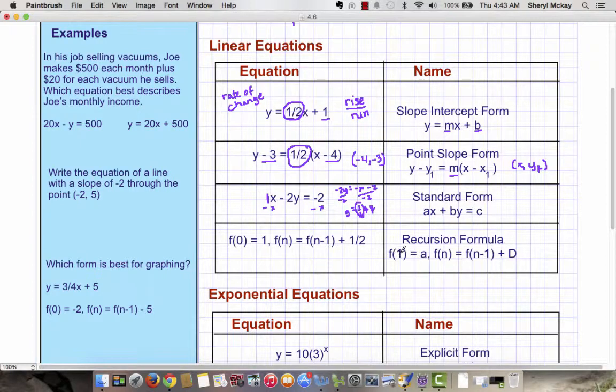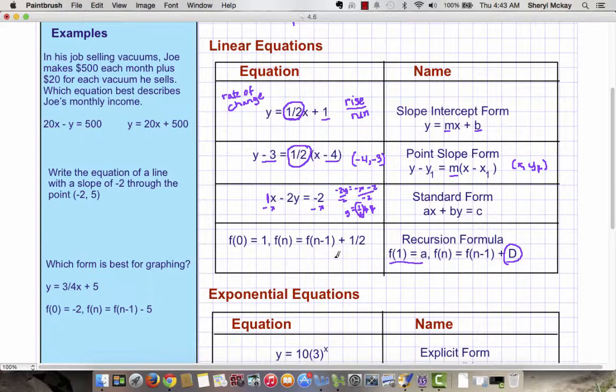Whatever this little section right here, f of 1, f of 0, f of 2, f of 4, f of 10, it's always going to tell you where you start. And then it's going to tell you what you do to find the next term. To find the next term, you always look at the previous term and you add the constant difference. So again, the constant difference right there.